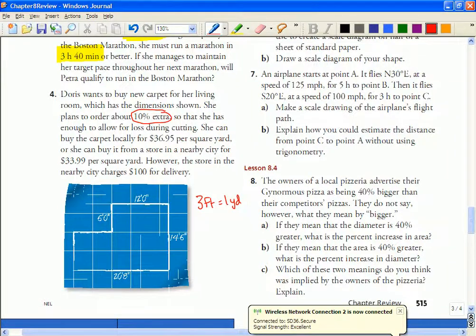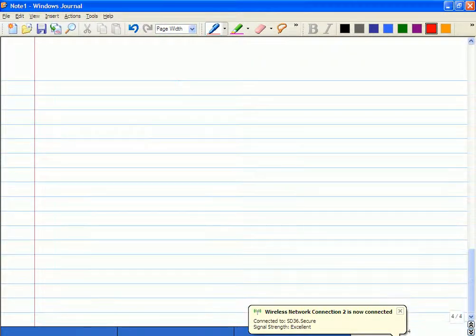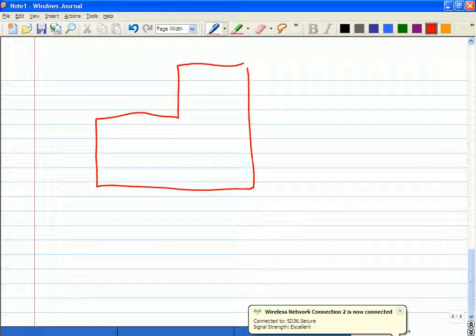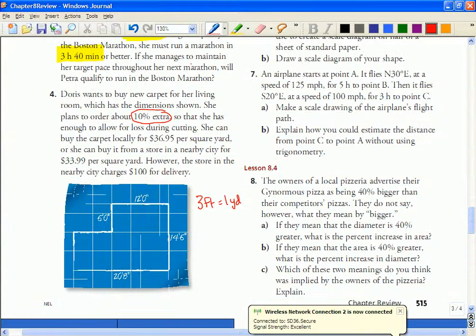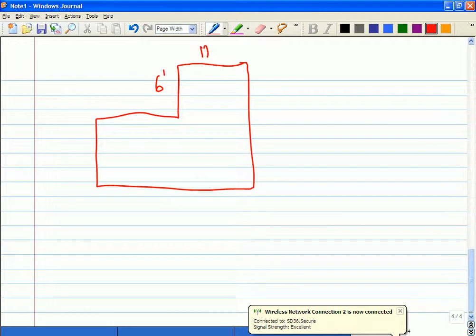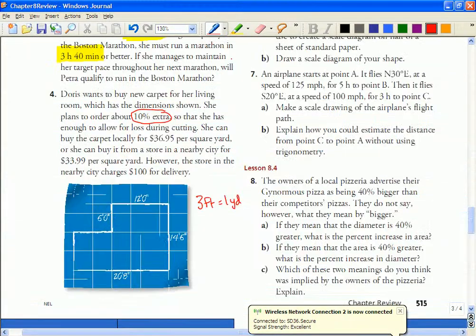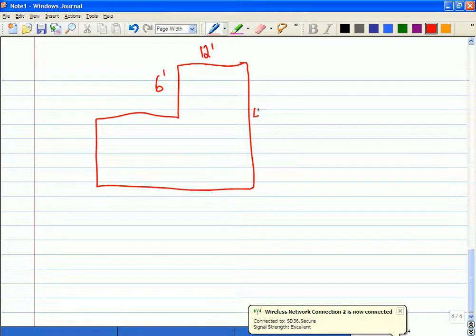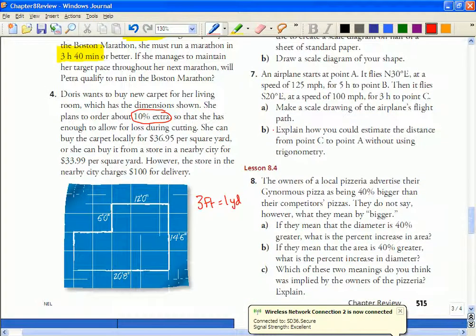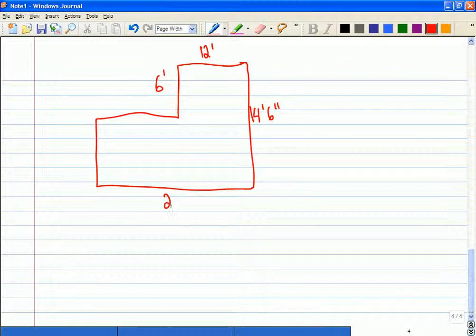I'll transfer it over to the other sheet. And roughly I have this diagram. My artistic skills, that's not bad, I guess. So this is 6 foot. This is 12 foot. And this is 14 foot, 6 inches. Or 6 inches, not 4. And this is 20 feet, 8 inches.